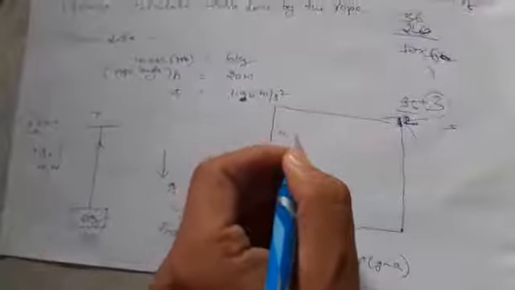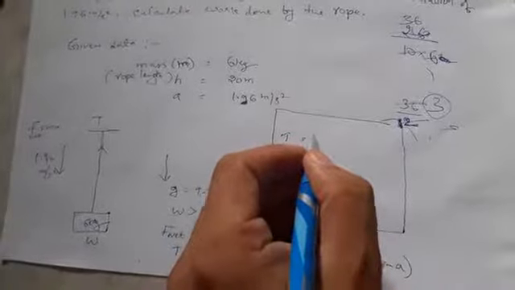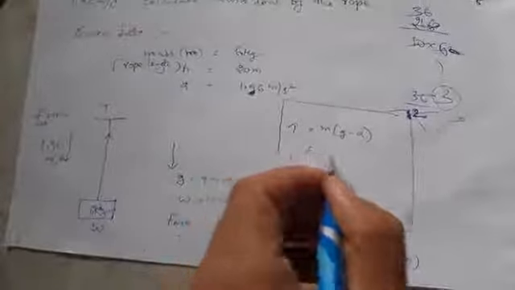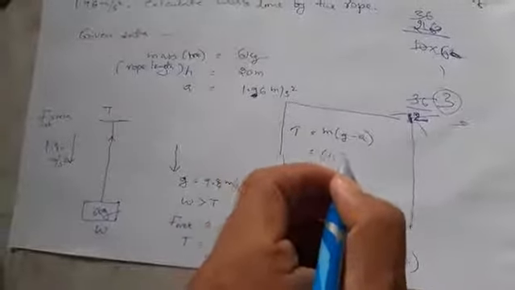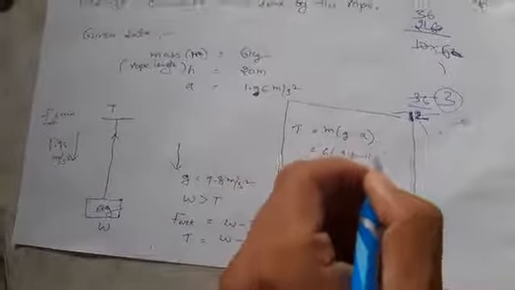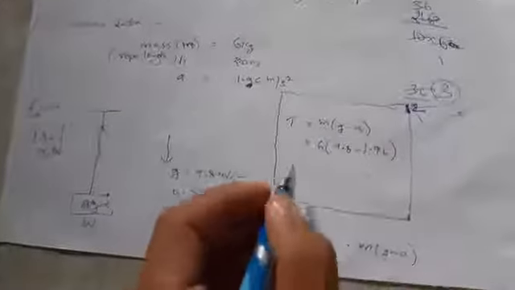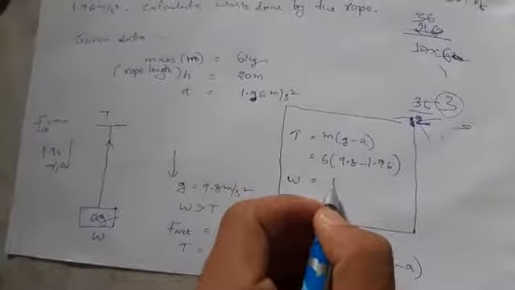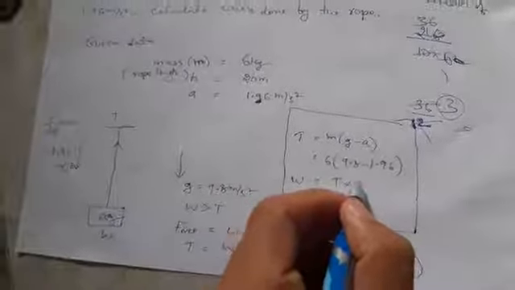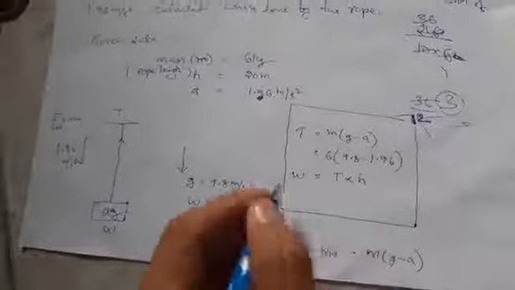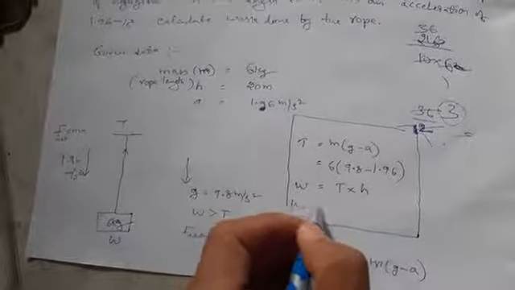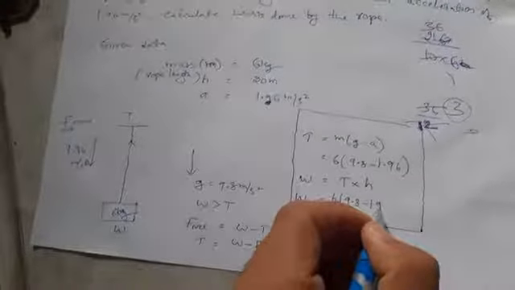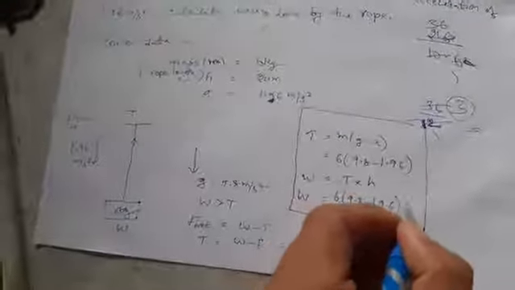So tension force is equal to m into g minus a, that is equal to 6 kg into 9.8 minus 1.96, and total work done is equal to tension force into height. So work done must be equal to 6 into 9.8 minus 1.96 into 20.